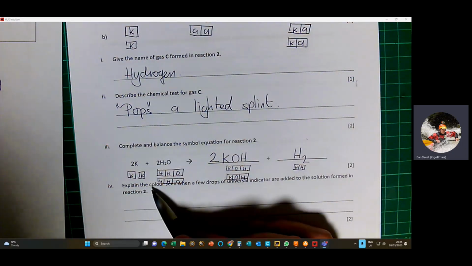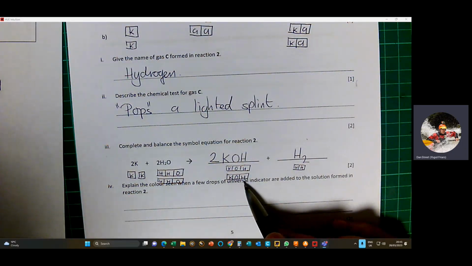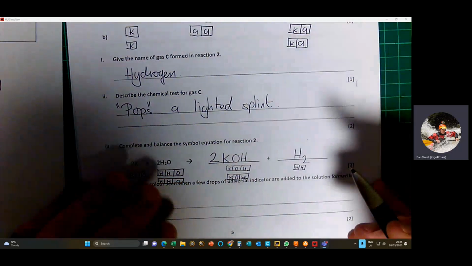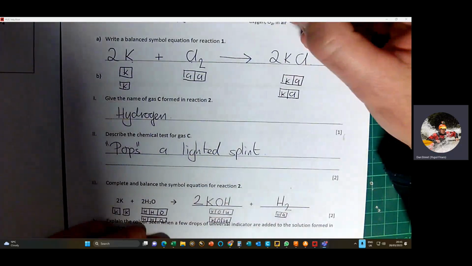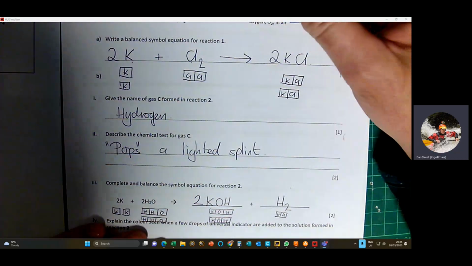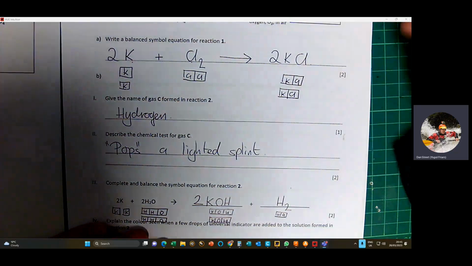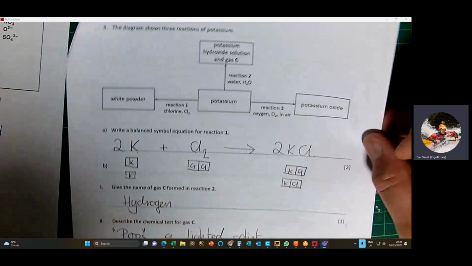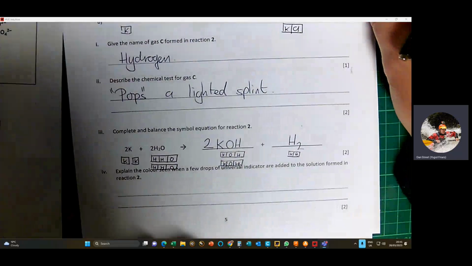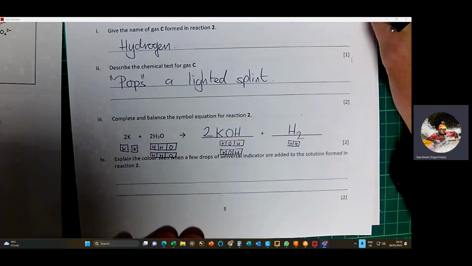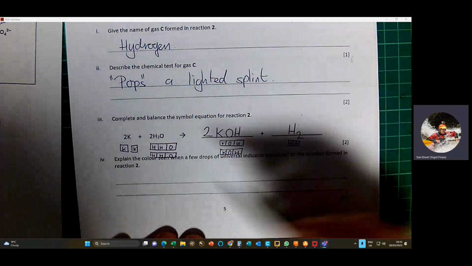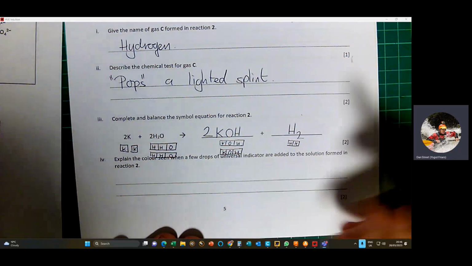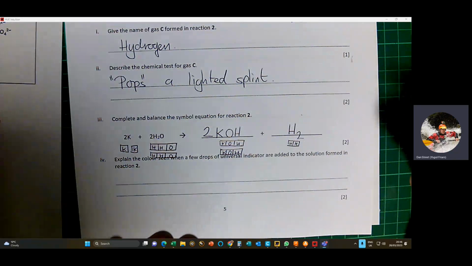And then explain the colour seen when a few drops of universal indicator are added to the solution formed in reaction 2. Okay, now reaction 2 is potassium reacting with water to make potassium hydroxide solution. And what you need to recognise is that group 1 metal hydroxides, so potassium hydroxide, sodium hydroxide, lithium hydroxide, are all alkalis. You also need to remember the colour that universal indicator goes in an alkali, and that's purple, or push to blue.